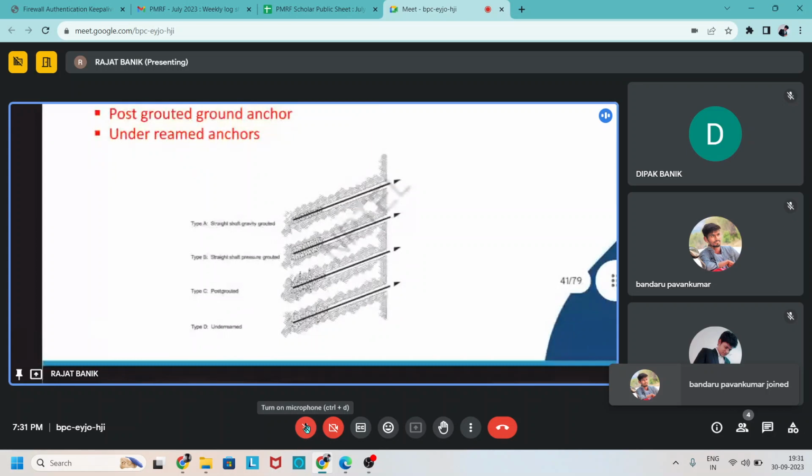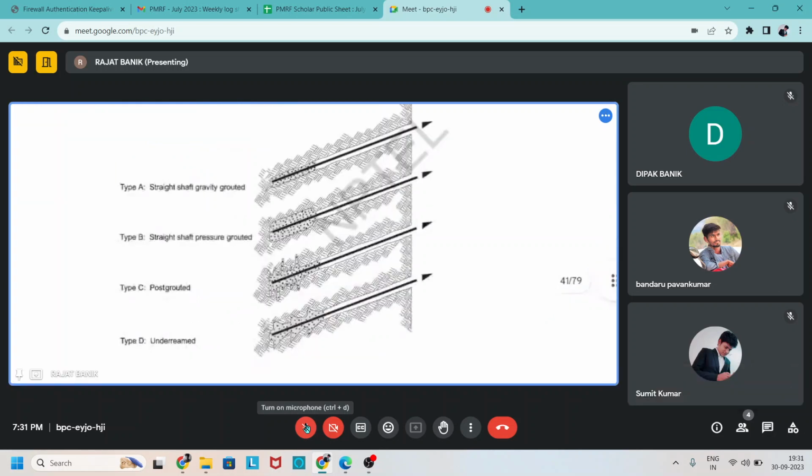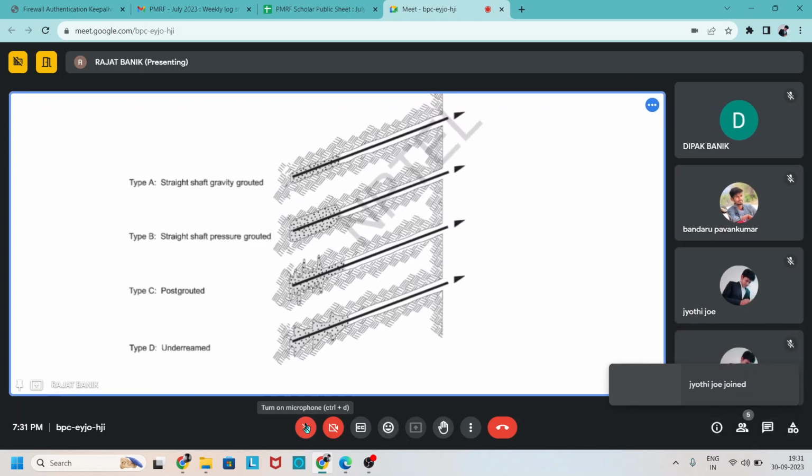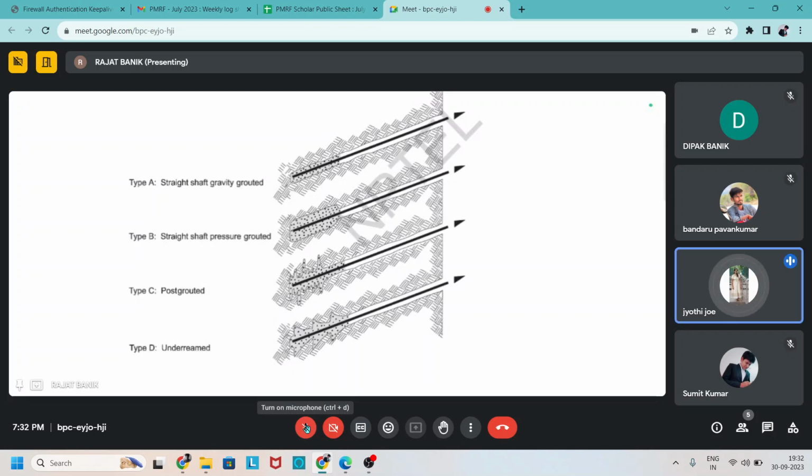Four figures are given for the grouting material for the different anchorages. So type A, the first one, is the straight shaft gravity grouted anchor. Simply, we insert the tendons into the ground, and after that we apply the grouting material behind the critical slip surface. The second one is pressure grouted.